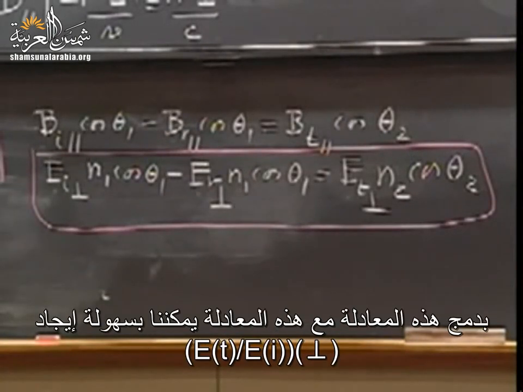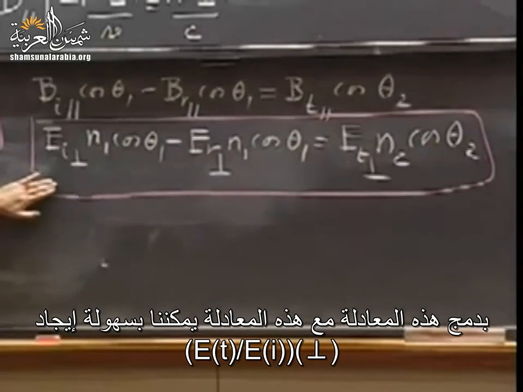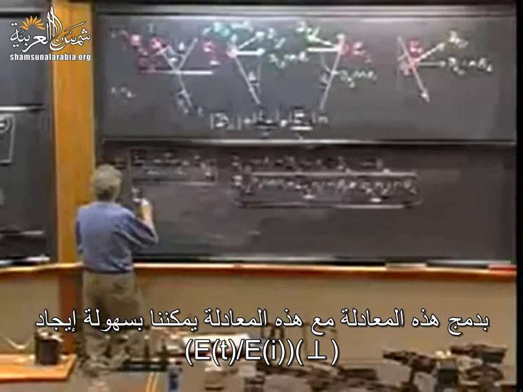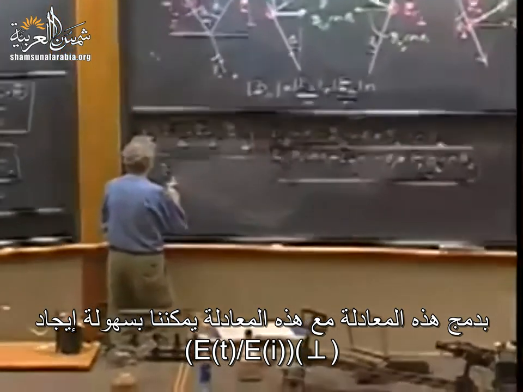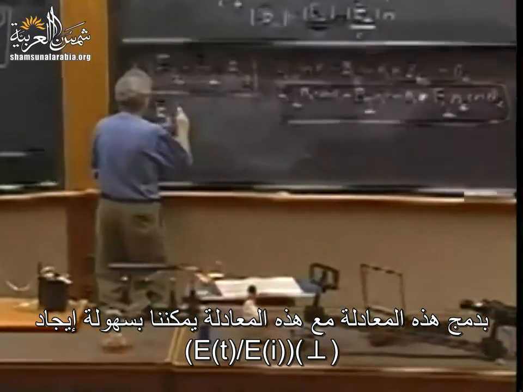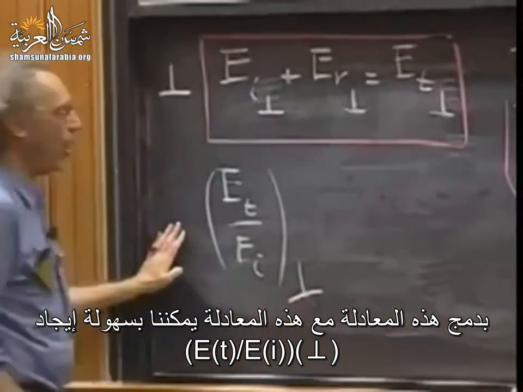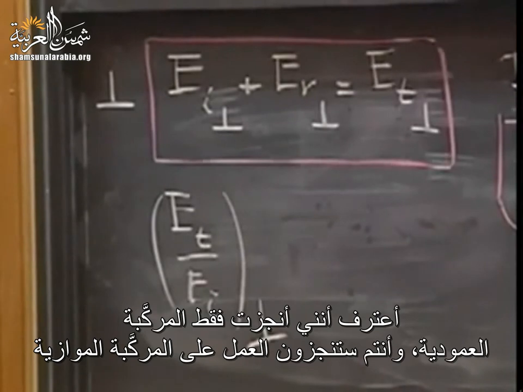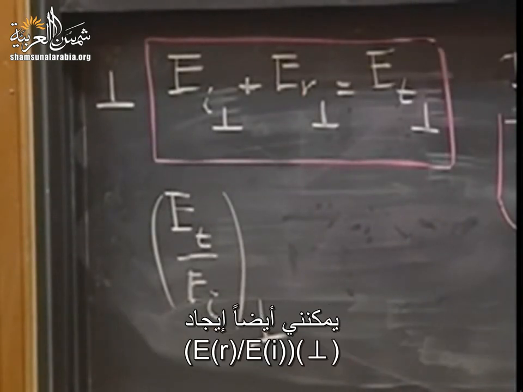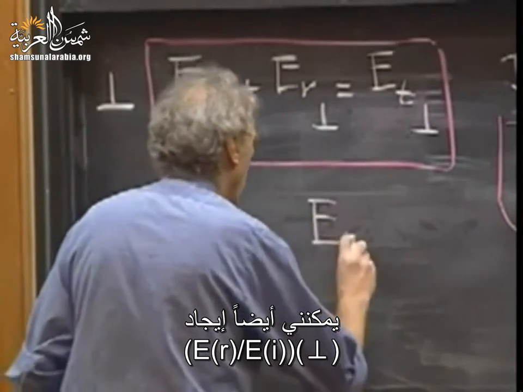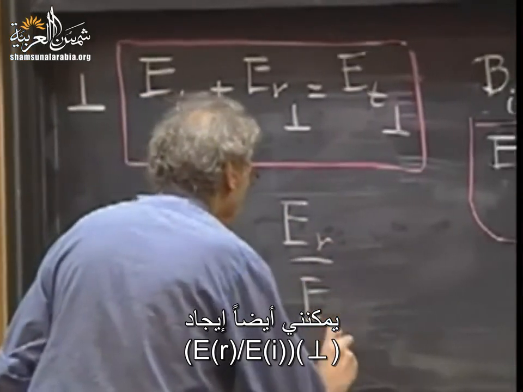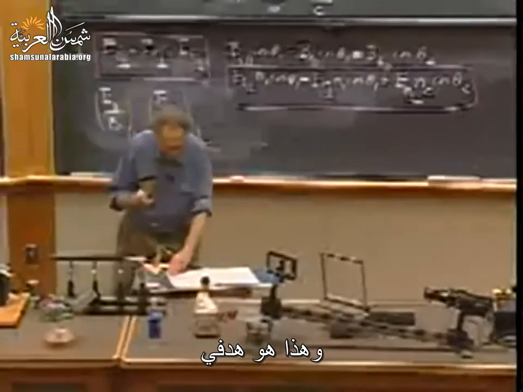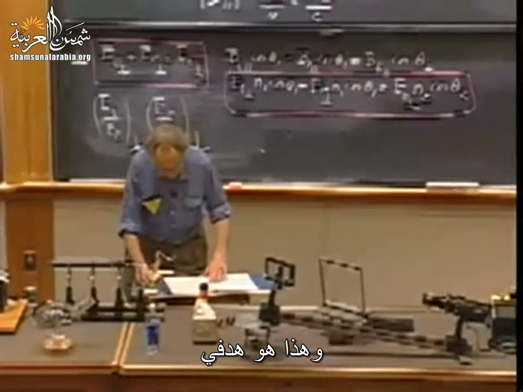So by combining this equation with this equation, it is clearly a high school exercise to now find what E transmitted divided by E incident is, of course, for the perpendicular component. I admit, I have only done the perpendicular component. You are going to do the parallel component. And I can also find now what the E vector of the reflected one is divided by the E vector of the incident one, but only for the perpendicular component. And that is my goal.